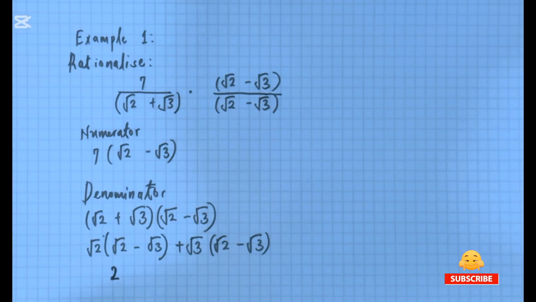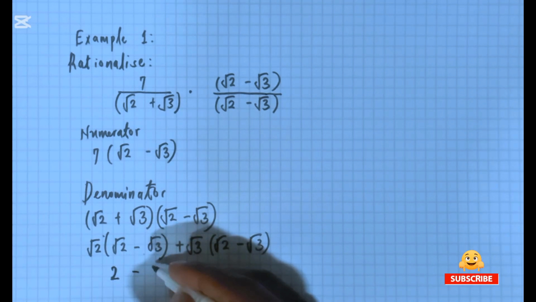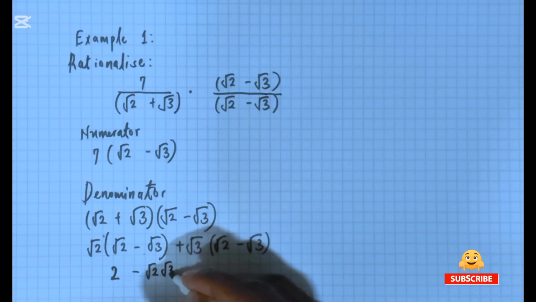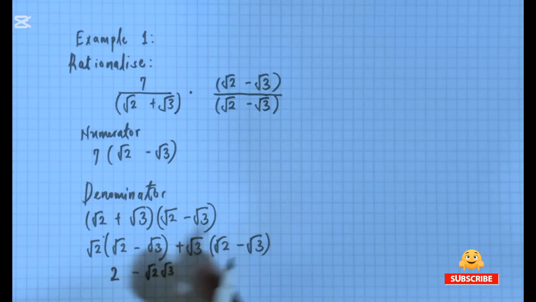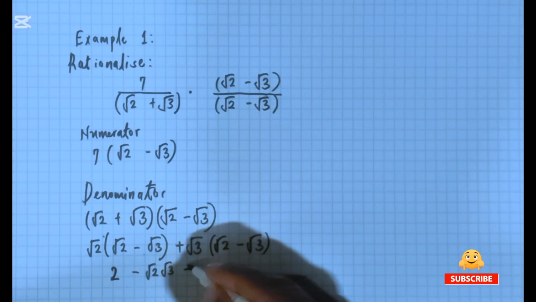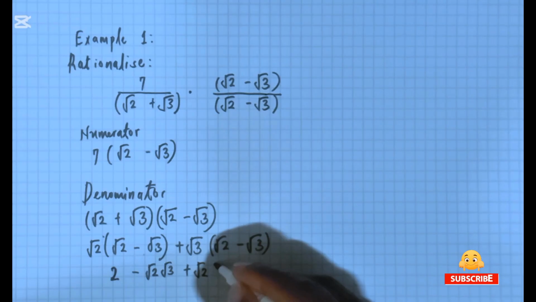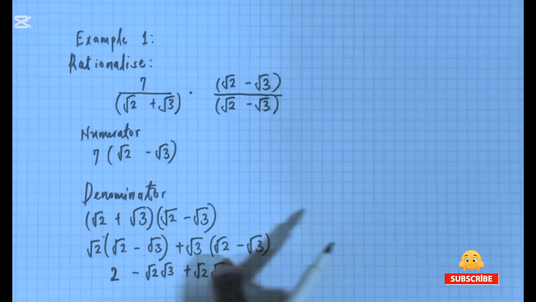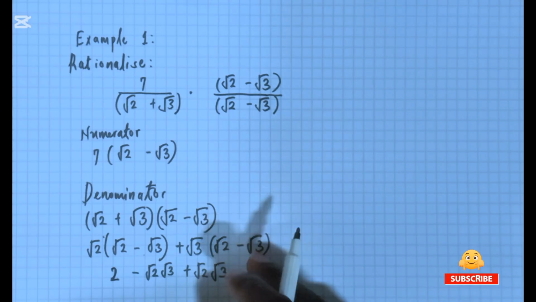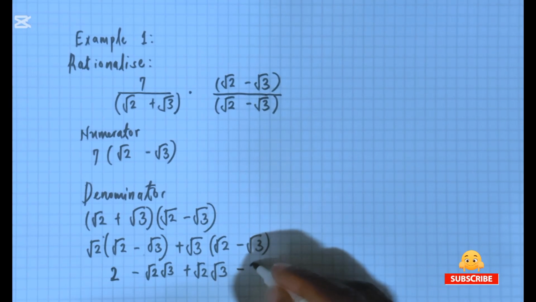All right, so then root 2 times negative root 3 will give us negative root 2 root 3, okay, which is the same as root 6 basically. All right, then of course this here will give us root 3 multiplying root 2 will give us positive root 2 root 3, okay, then root of 3 multiplied by negative root of 3 will give us negative 3.